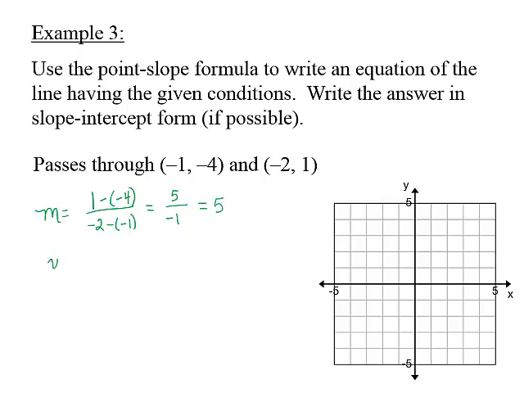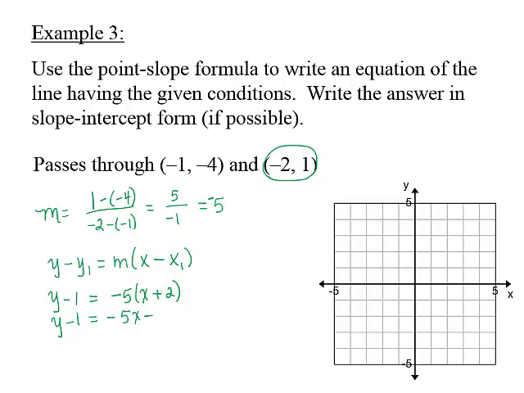We now substitute into the point-slope form using one of the two given points and the slope we just found. Let's use -2, 1. That gives us y minus 1 equals -5 times x minus -2, which will be x plus 2. We get y minus 1 equals -5x minus 10. Adding 1 to each side gives us y equals -5x minus 9.